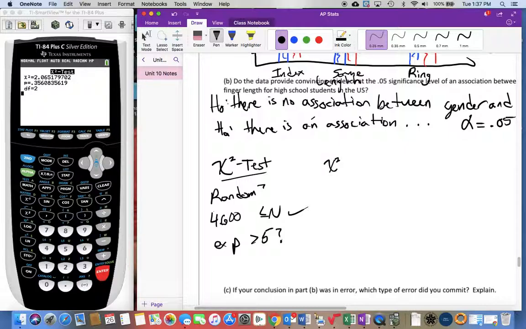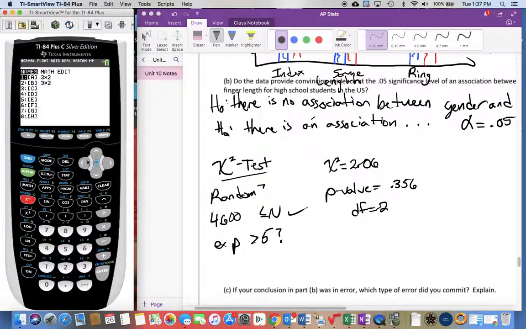So let's see, chi-squared was equal to 2.06. We had a p-value of 0.356, and a degrees of freedom equal to 2. All right, let's go back in and make sure all of our expected counts are greater than 5. So back to matrix, over to edit, we'll look at matrix B, and they all look good. All right, so our last condition was met. We are good to go there.